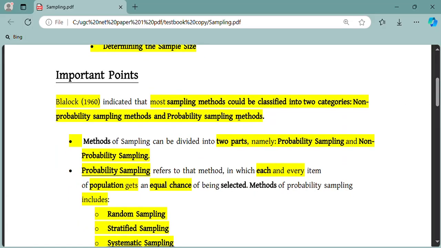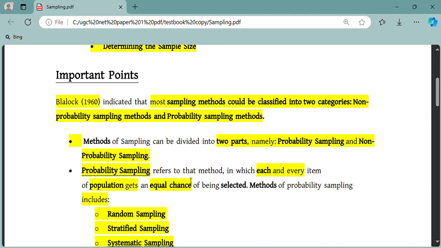Most sampling methods could be classified into two categories. Number one, non-probability sampling, and number two, probability sampling method. Two parts, namely probability sampling and non-probability sampling. First, we will discuss the probability sampling.